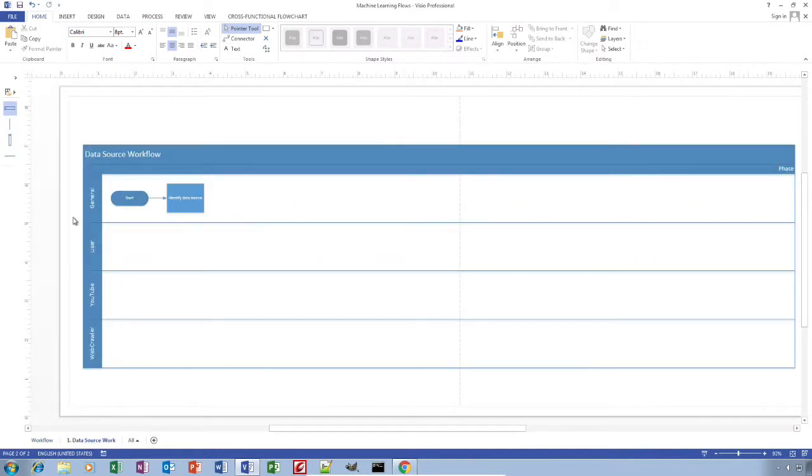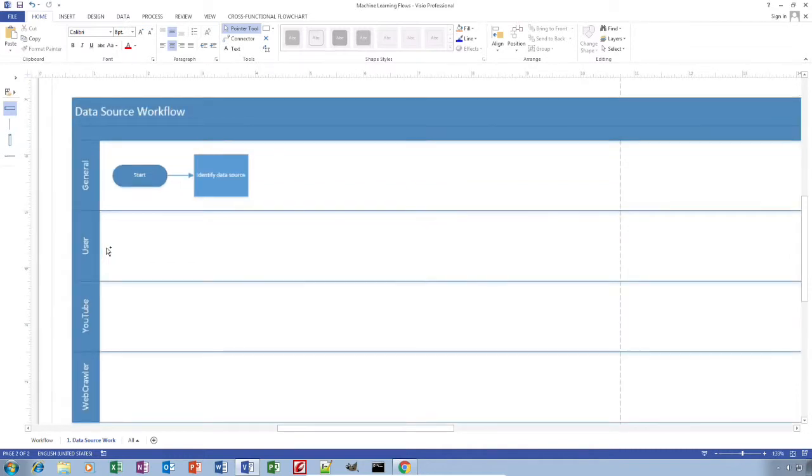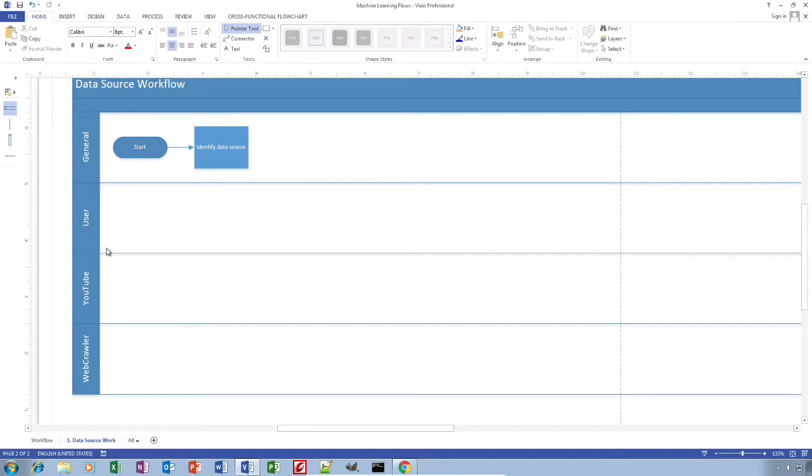and I have these swim lanes which identify where our data source is coming from. So I have a general swim lane where I'm just going to dump things that don't fall into these other categories. So I have a swim lane for a user. I'm going to include myself as a user. If the source is coming from YouTube or the source is coming from a web crawler, the web crawler will be, the sources are coming from a website.